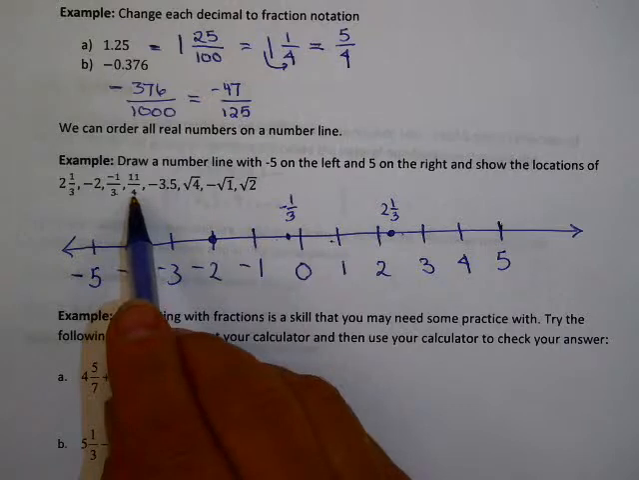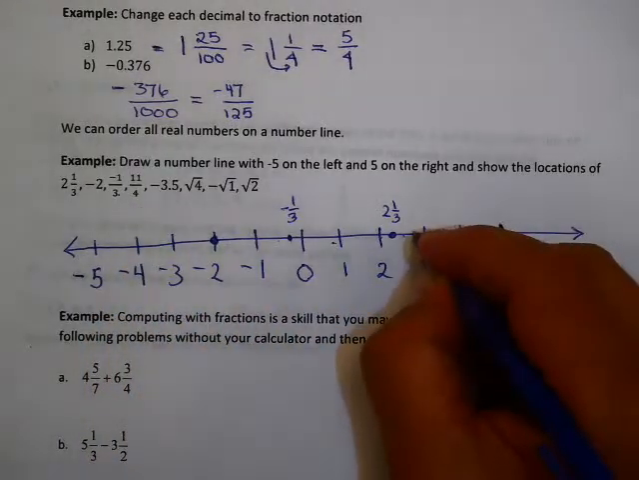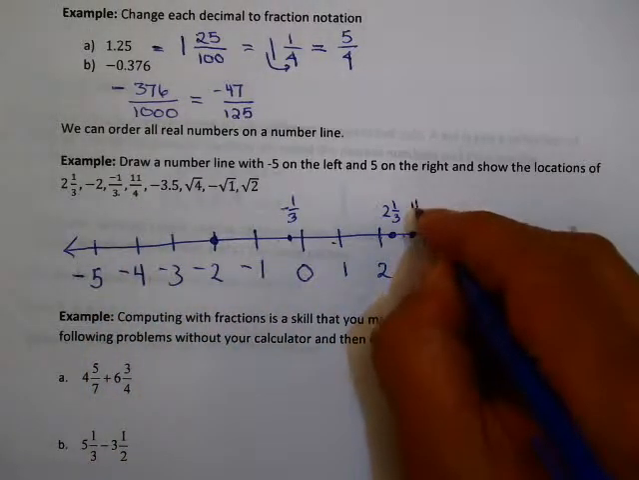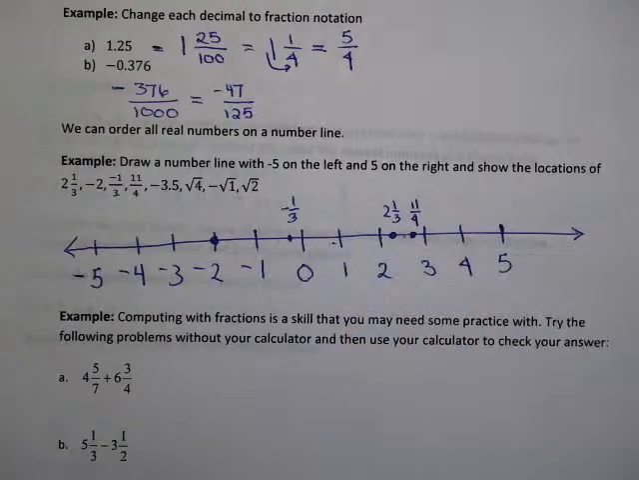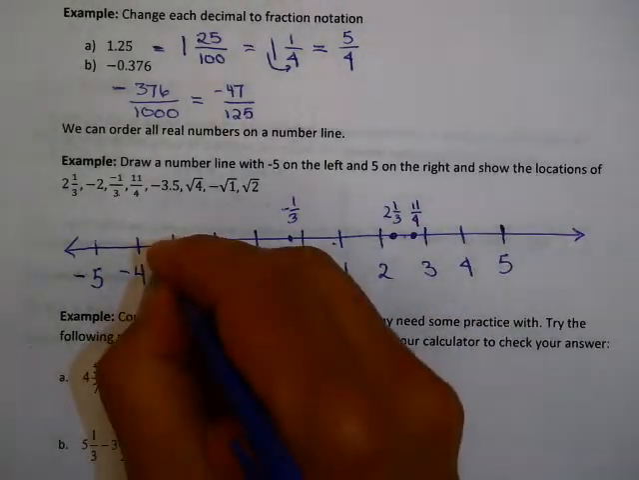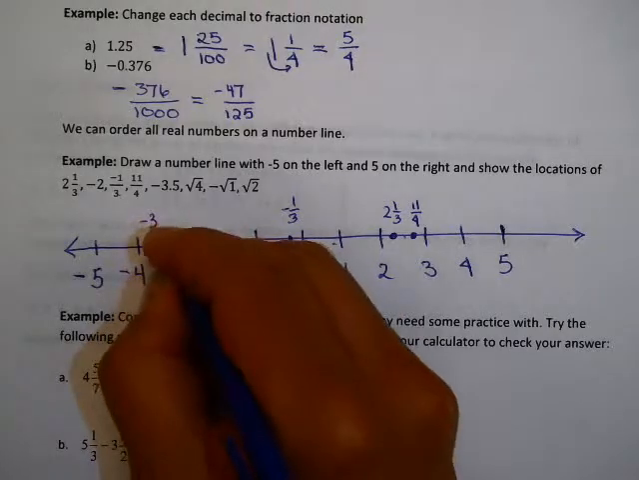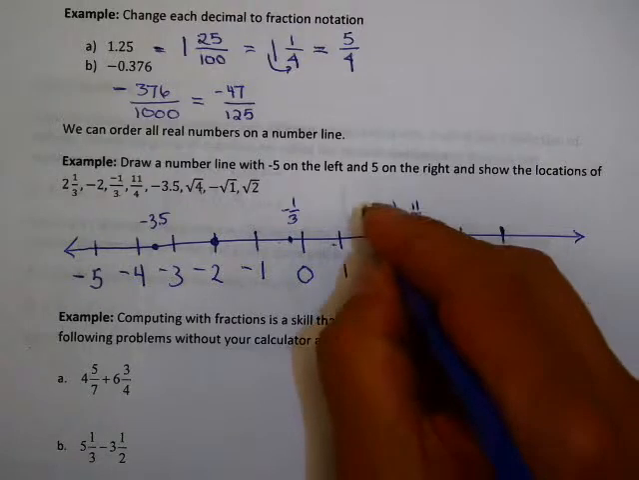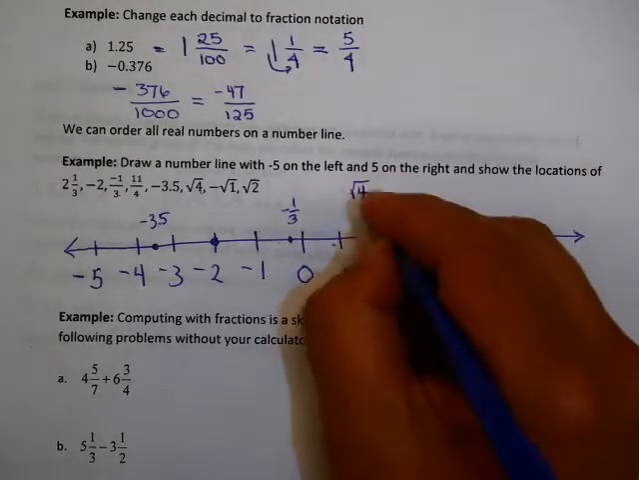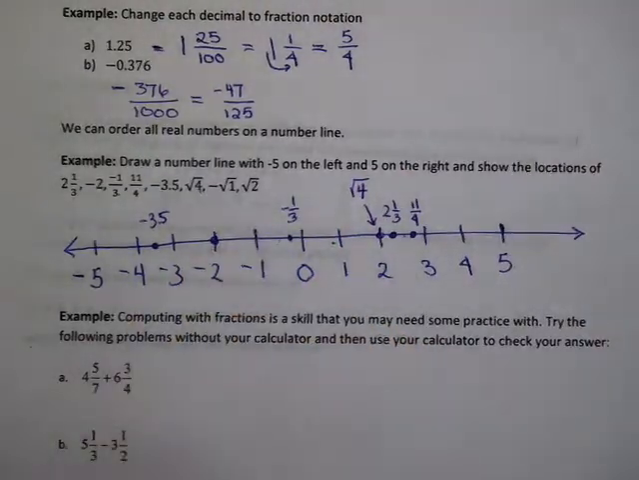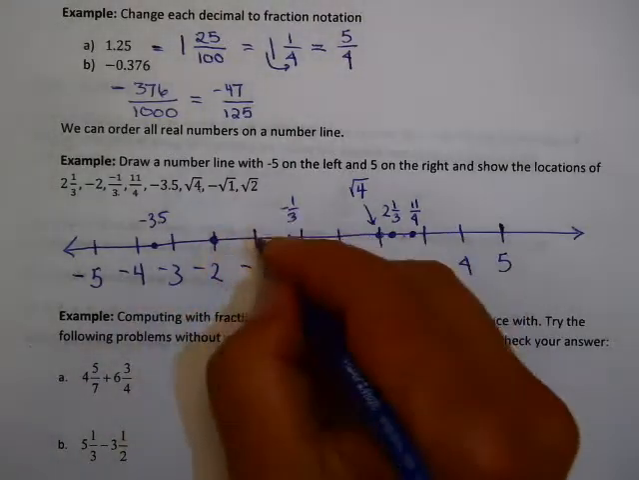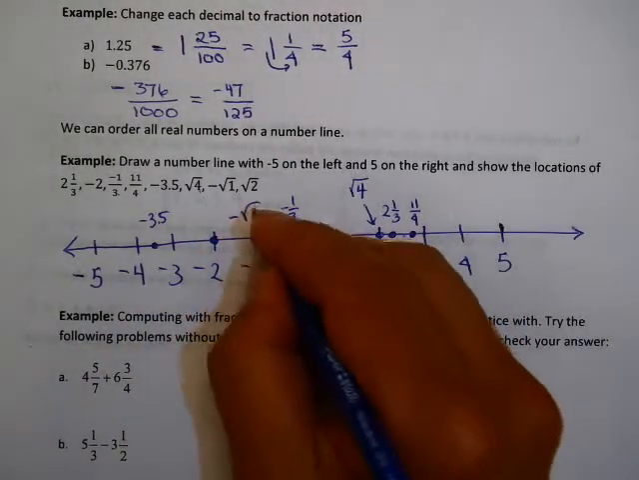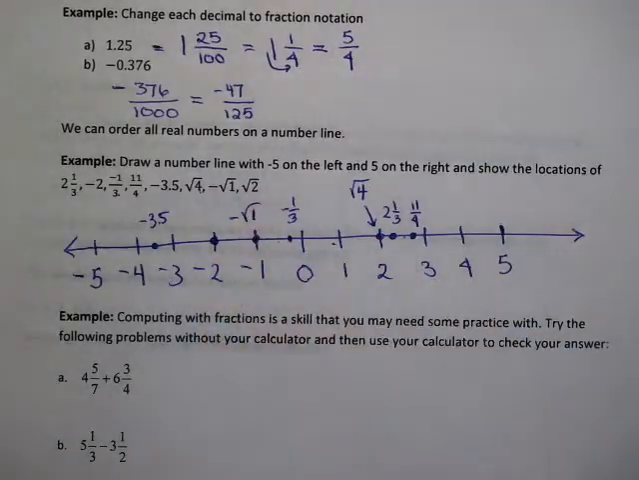11/4, you might have to think about that. You might have to say 11/4 is like 2 3/4, so I might put it maybe about right there. Minus 3.5, be halfway between negative 3 and negative 4. Square root of 4 is 2, so I'm going to put it right there. I'll put a little arrow. It's a little hard to see that there. Minus the square root of 1. Square root of 1 is 1, so minus 1 is minus the square root of 1. Put that there. And the square root of 2.